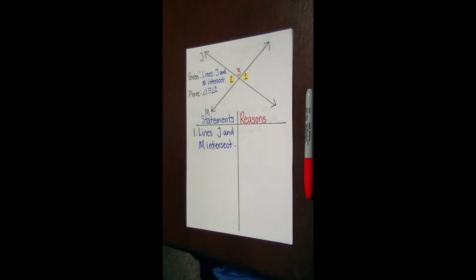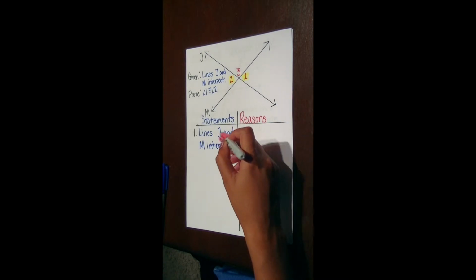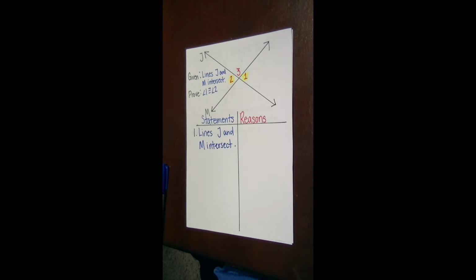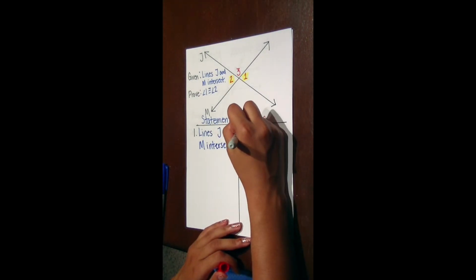Now, when I do proofs, I think about how my dad taught me to play chess. Every time I would move a piece, he literally would ask me why. And if I couldn't tell him why, then I could not move the piece. It's the same thing when we're writing proofs. Whenever you make a statement, you have to have your reason why. If you don't have a reason why when you make a statement, then you can't write it down. So why do lines J and M intersect? Because you told me. It was given. So the reason was given.